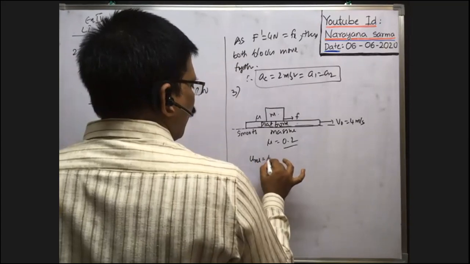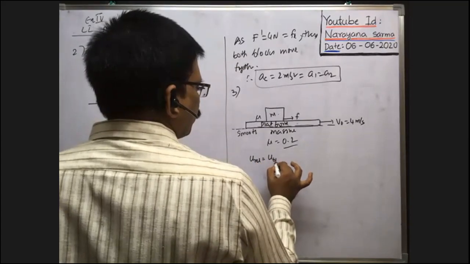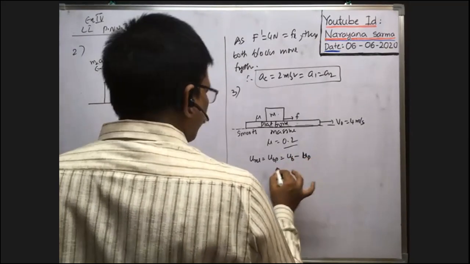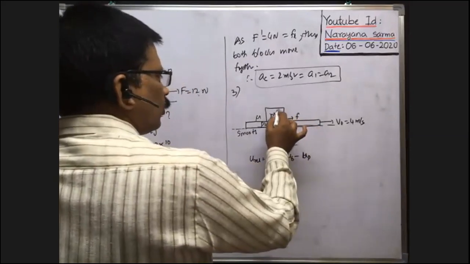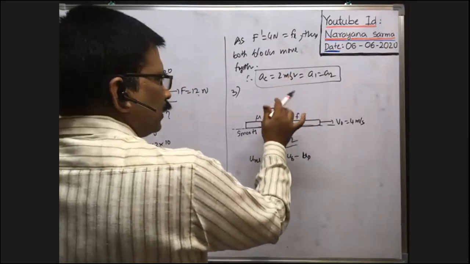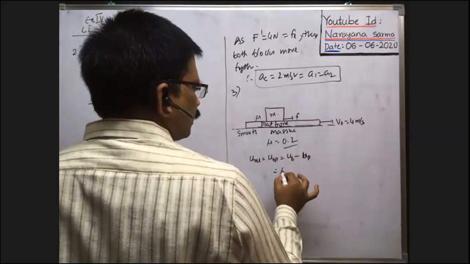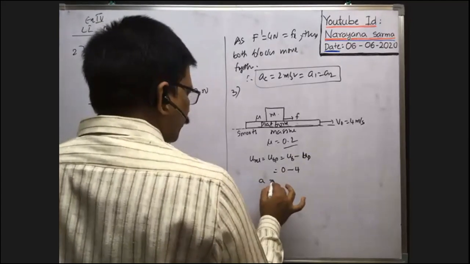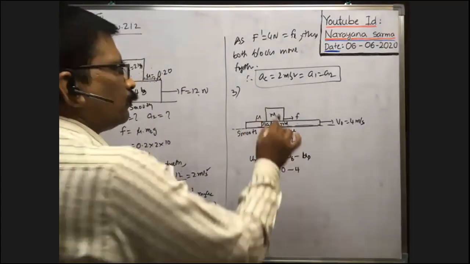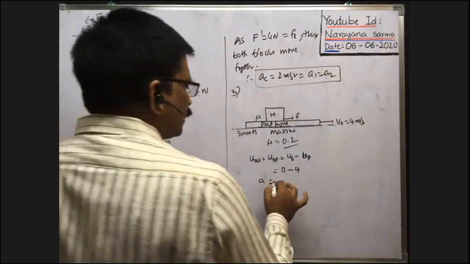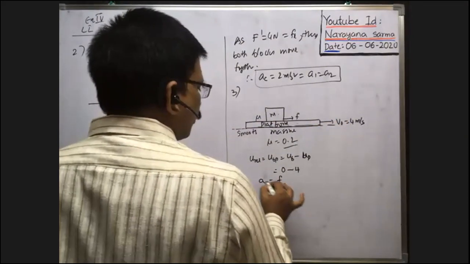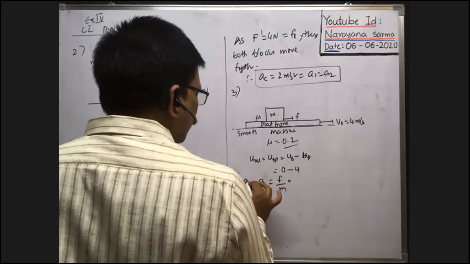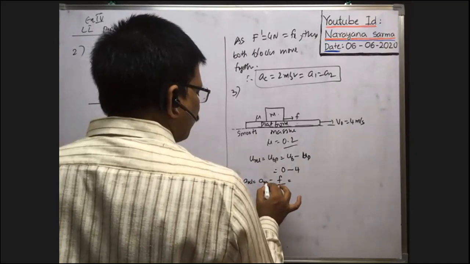Initial relative velocity of the body with respect to the platform is u, velocity of the body minus velocity of the platform. Here, the initial velocity of the body is 0, because it has just been kept over the platform. That's why along this direction there is no velocity. So 0 minus the initial velocity of the platform, which is 4. Acceleration: here, the friction force only pulls the block in the forward direction. That's why acceleration is equal to friction force by mass. Or we have to write relative acceleration, because we consider the relative motion now. Relative acceleration is the acceleration of the body with respect to the platform.